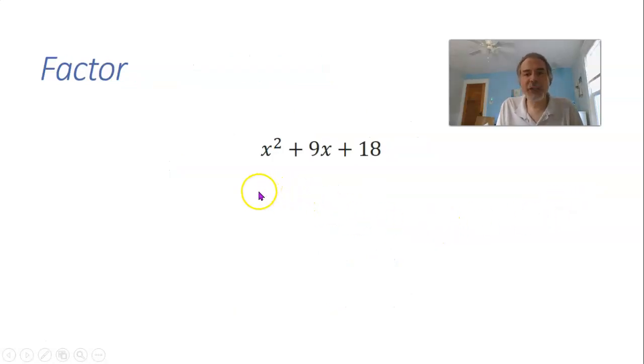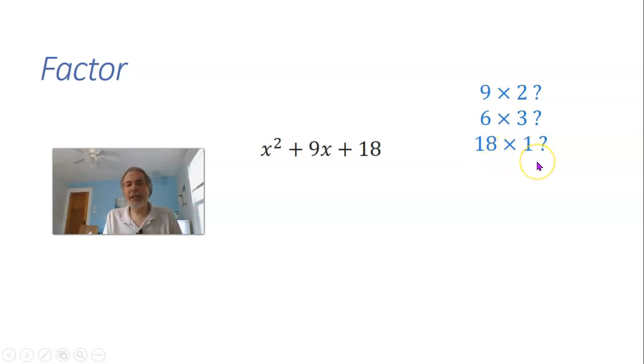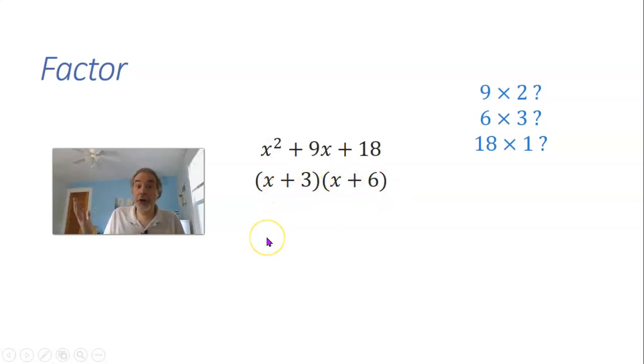So if we wanted to factor x squared plus 9x plus 18, what numbers multiply to 18? Could be 9 times 2, could be 6 times 3, could be 18 times 1. Out of all those possibilities, which ones add up to 9? Right, it's the 6 and the 3. So this would factor into x plus 3 times x plus 6, or the other way around, x plus 6 times x plus 3. They're really the same thing because they're the same two factors multiplied together, and when you're multiplying two things together, it doesn't matter which one comes first.